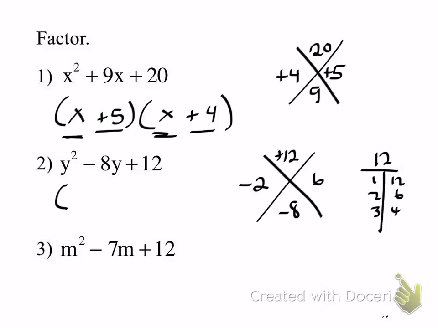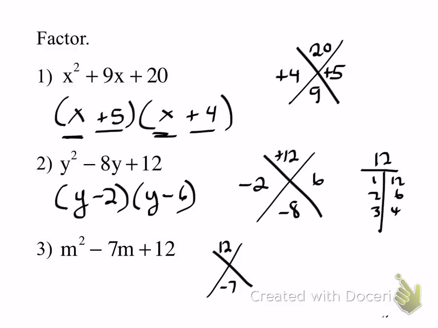Deja? Y minus 2 times the quantity y minus 6. Okay, questions? Try the next one on your own. So now, check your work. What multiplies to 12 and adds to negative 7? We have negative 4, negative 3, and so we get m minus 4 times m minus 3.